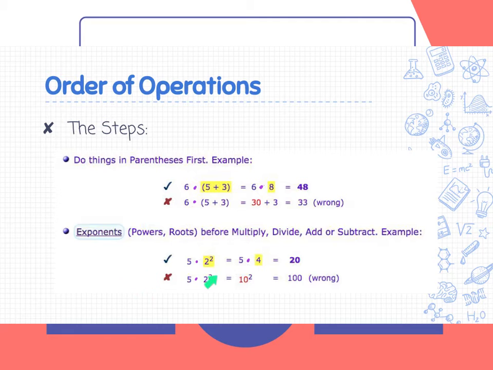Exponents come before multiplying, dividing, adding, or subtracting. That's following GEMS also. So if you have 2 squared, that means 2 times 2. So 5 times 4, and we get 20. We should not do 5 times 2 to get 10 and square that. That's wrong.